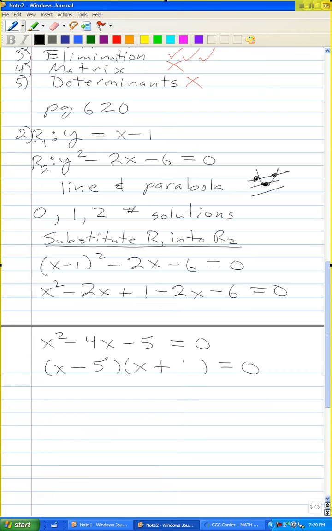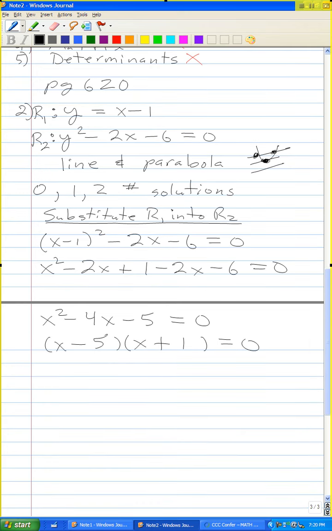5 and 1. Set each factor equal to 0 and solve for x. Add 5 to both sides of your equation and subtract 1. So x is equal to 5 or x is equal to negative 1.